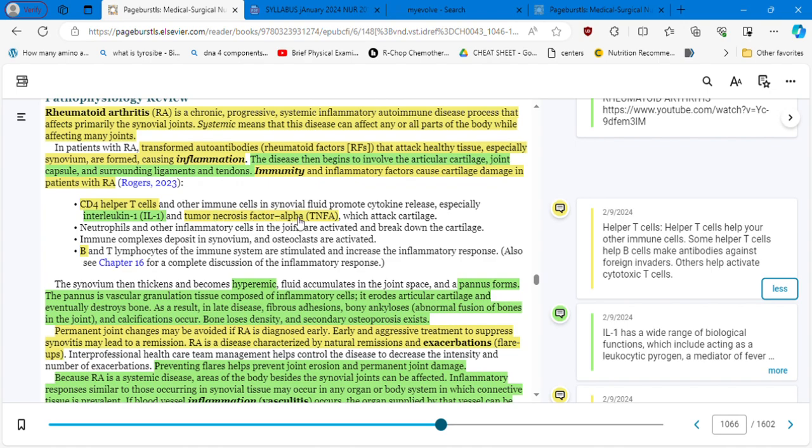Other immune cells in synovial fluid promote cytokine release. We know that is cytokine signaling, especially interleukin-1. So what is interleukin-1? Because there are many interleukins, but in this situation it is interleukin-1 that has a wide range of biological functions, which include acting as a leukocytic pyrogen, a mediator of fever, and leukocytic endogenous mediator.